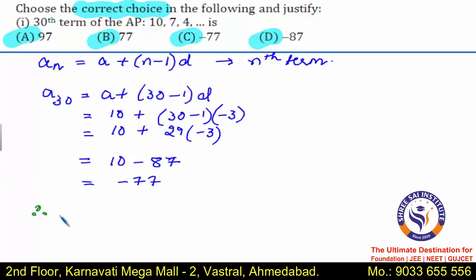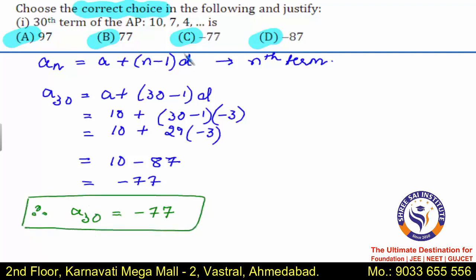Therefore, the 30th term of the given AP is minus 77, and here minus 77 is the third option. Hence, our answer is C, the correct option. So, this completes the solution.